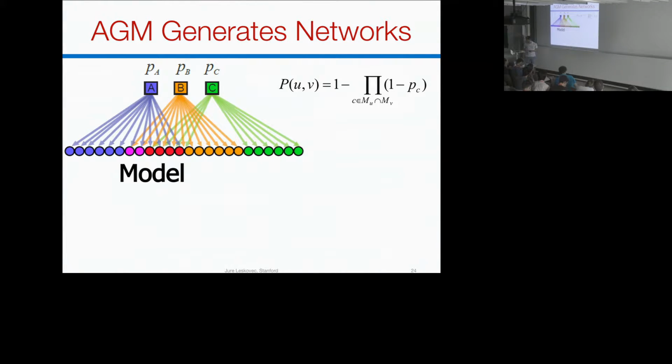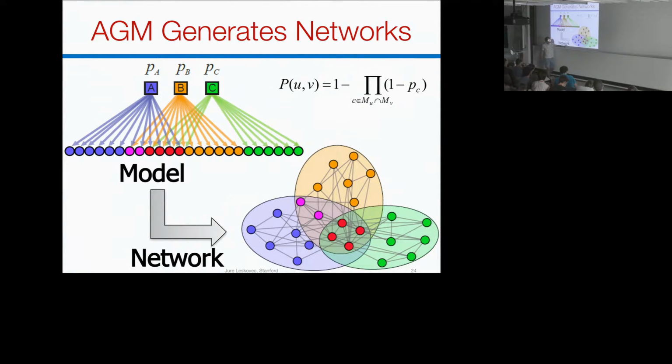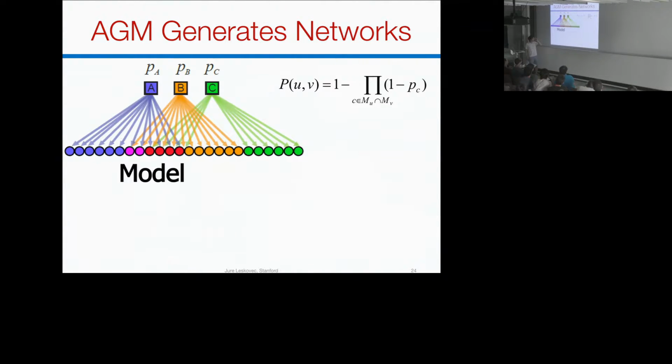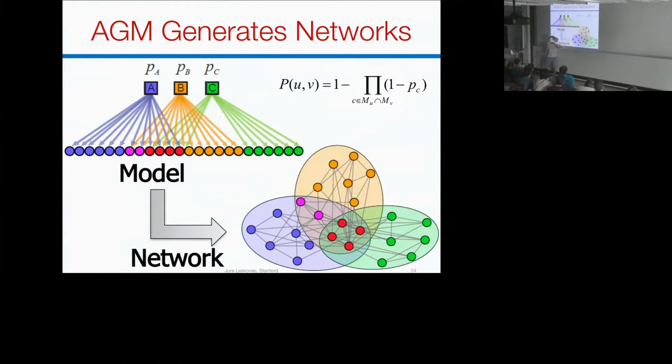Why this is interesting is that if I have this type of model, it's very easy for me to generate the network. The way I generate the network is, for every pair of nodes, I compute the probability of an edge based on how many groups they have in common, and then I flip a coin with that probability. If it says yes, I put in an edge, otherwise I move to the next pair. So from this, I can go to something like that.